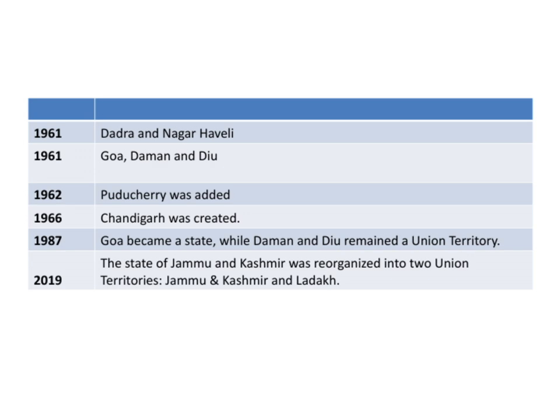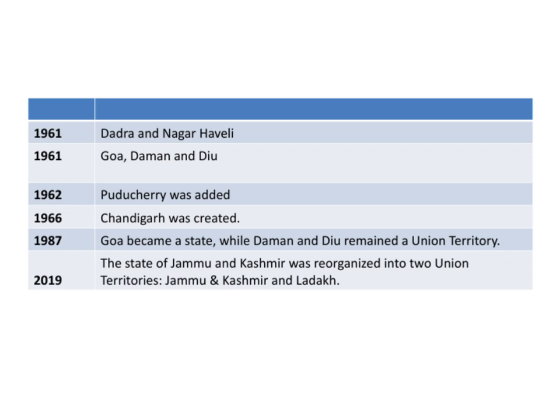Moving forward to 1966, Chandigarh was created as a new city and union territory, serving as a planned capital for both Punjab and Haryana. Fast forward to 1987, Goa was officially recognized as a full state, which was a major milestone, while Daman and Diu remained union territories. Most recently, in 2019, there was a major reorganization in Jammu and Kashmir, splitting it into two separate union territories, Jammu and Kashmir and Ladakh.